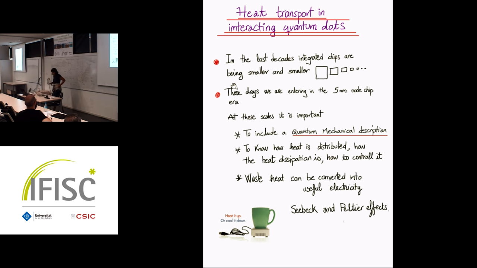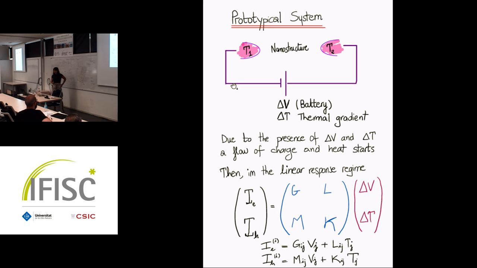Okay. So by means of this conversion between heat and electricity, then you can build kind of fancy devices like this that are based on the Seebeck and Peltier effects. So in a prototypical system, what you have is your nanostructure that can be this quantum dot that we mentioned before. Then you can have some battery to establish an electrical flow here, or some thermal gradient that also can establish this electrical flow.